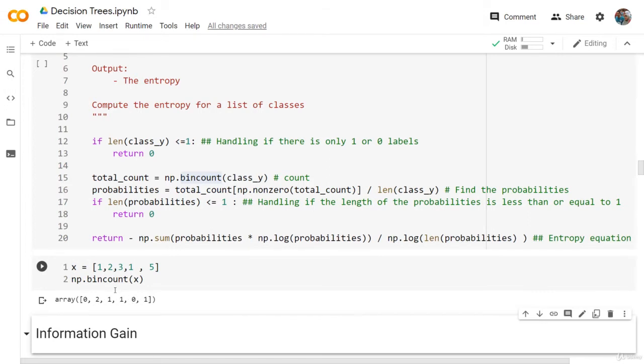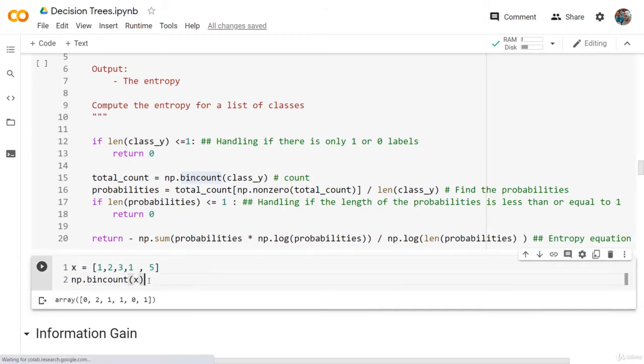So what does this represent? First, it starts from 0. We don't really have any zeros, so the count of zeros will be 0. The count of 1, how many ones do we have? We have 2 ones, so that's why we have 2 here. And then we have 1 two, 1 three, 0 fours, and then we have 1 five. So that's basically what this function is doing.